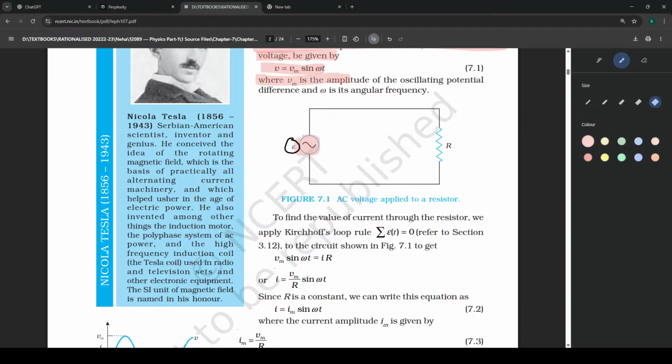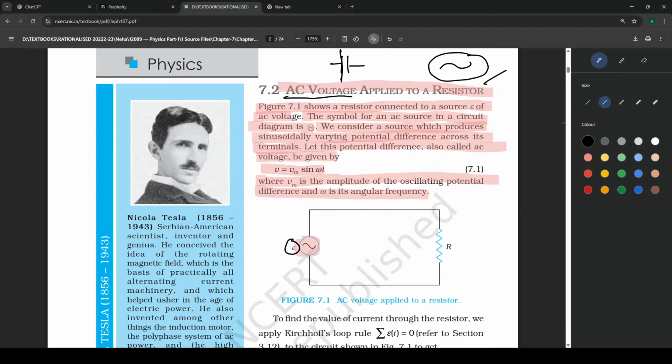where Vm is the amplitude of the oscillating potential difference and omega is its angular frequency. We can write omega equals theta by t, and omega t equals theta. In place of sine theta, they substituted omega t because of this reason.